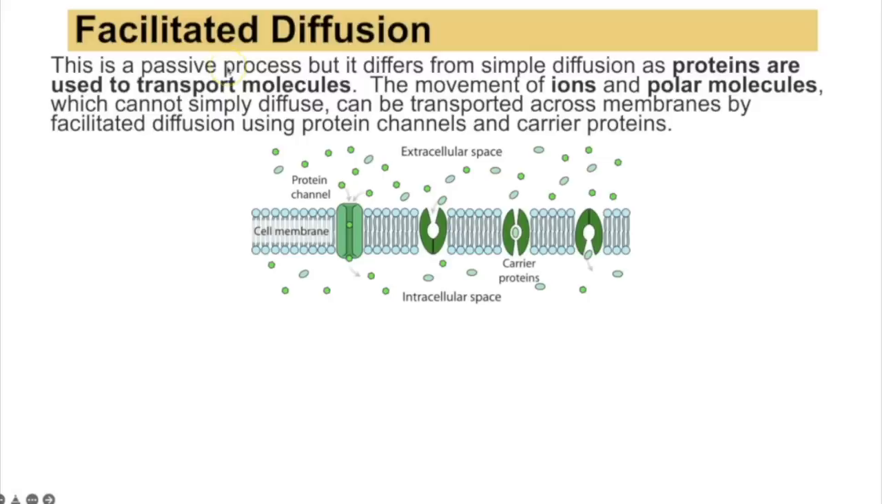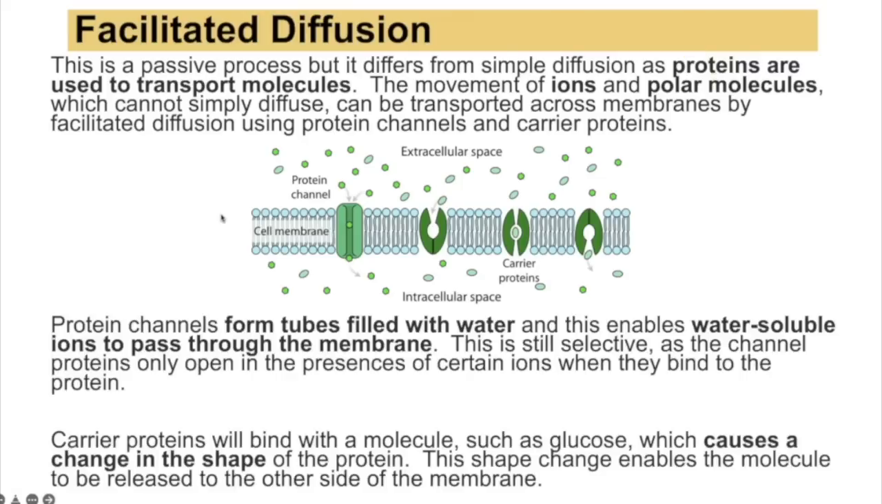If they're not lipid soluble or small, then it will be facilitated diffusion instead. And this is still a passive process because the molecules are moving from an area of higher concentration to lower, but because they can't simply diffuse through the phospholipids, instead they have to diffuse through proteins. Now this could be through protein channels, where we have those tubes filled with water, and therefore water-soluble ions can dissolve and then diffuse through.